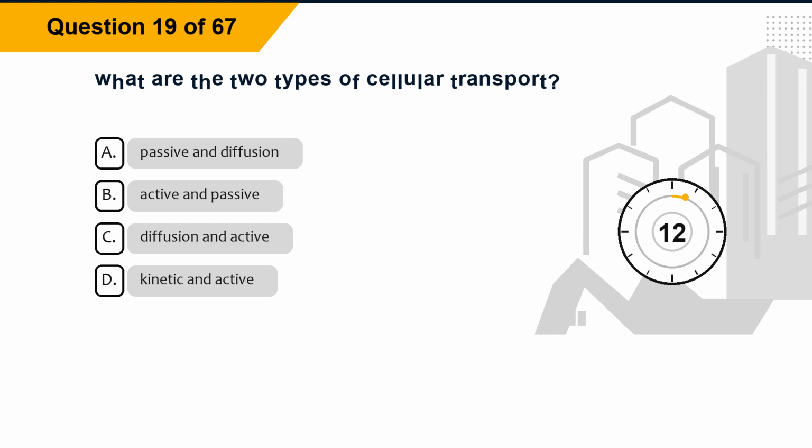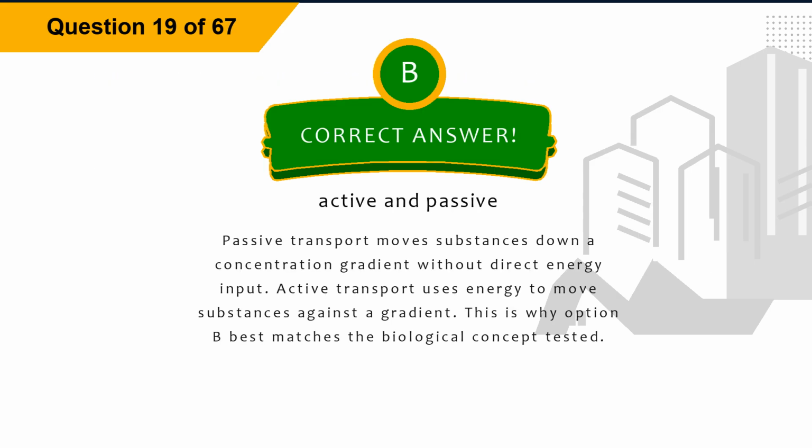Question 19. What are the two types of cellular transport? Option A, passive and diffusion. Option B, active and passive. Option C, diffusion and active. Option D, kinetic and active. The correct answer is option B, active and passive. Explanation. Passive transport moves substances down a concentration gradient without direct energy input. Active transport uses energy to move substances against a gradient. This is why option B best matches the biological concept tested.